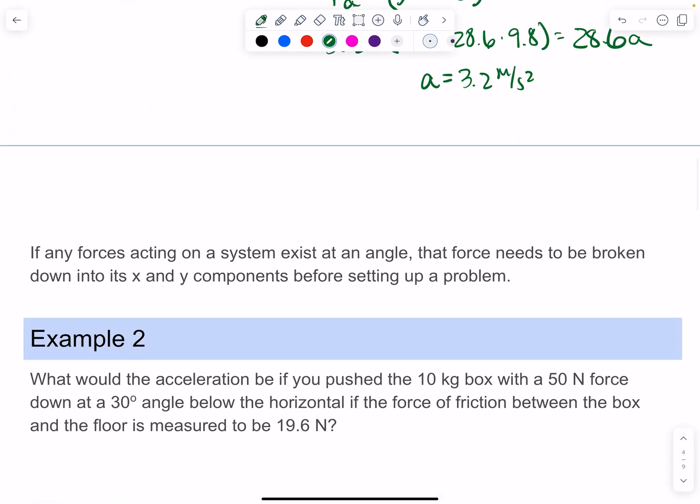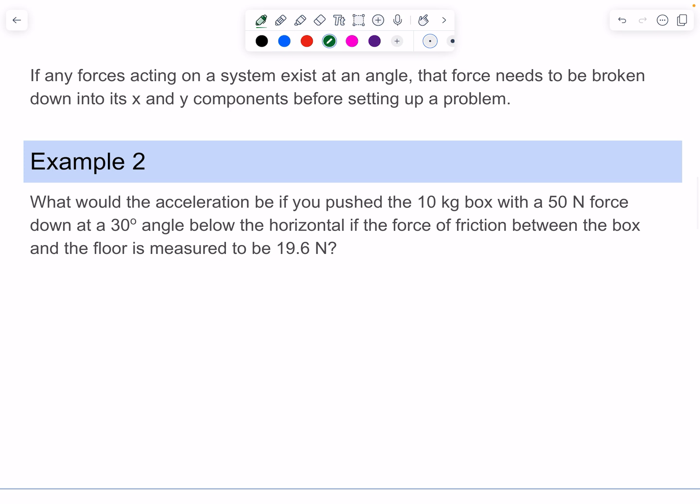So if any forces acting on the system exist at an angle, that force needs to be broken down into its x and y components, kind of like when we talked about equilibrium. So what would the acceleration be if you pushed the 10 kilogram box with a 50 newton force down at an angle 30 degrees below the horizontal? So now that applied force is going to be at 30 degrees below the horizontal, at 50 newton force. If the force of friction between the box and the floor is measured to be 19.6 newtons.